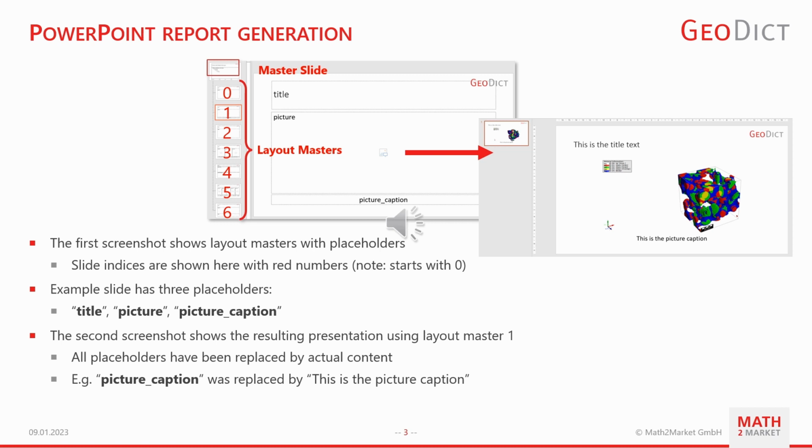You select this master slide, you give a title from within Python, you give a picture, and you give the picture caption, and this adds the generated slide to your presentation. You do this one by one until your presentation is completed. Using Python code, we have replaced the title here by the text, this is the title text. We've replaced the picture by a concrete PNG picture from disk, and we've replaced the picture caption by, this is the picture caption. So next I want to show you how you can do this yourself.